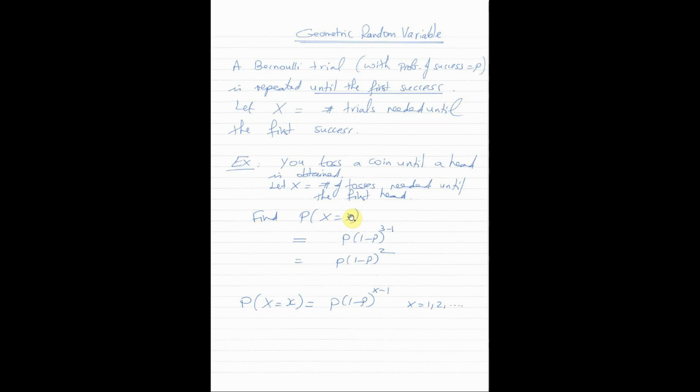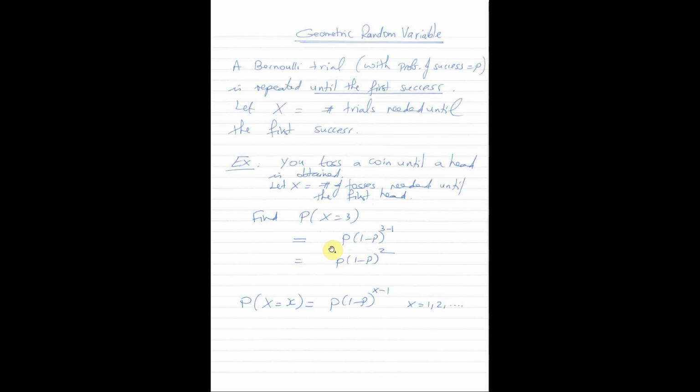If the first one was a tail, and the second one was a tail, and then the third one is a head, there is no other possibility. Because once you get the head, once you get the success, you stop, right? So what is the probability that you had to repeat 3 times? It is the probability that the first 2 times here, 3 minus 1 is equal to 2, are failures. So if P is the probability of success, 1 minus P is the probability of failure. It's the probability of getting a tail. So (1 minus P) to the power of 2 times P.